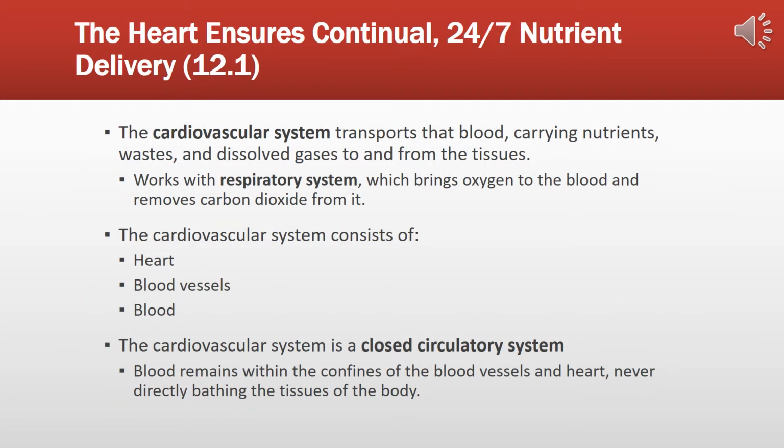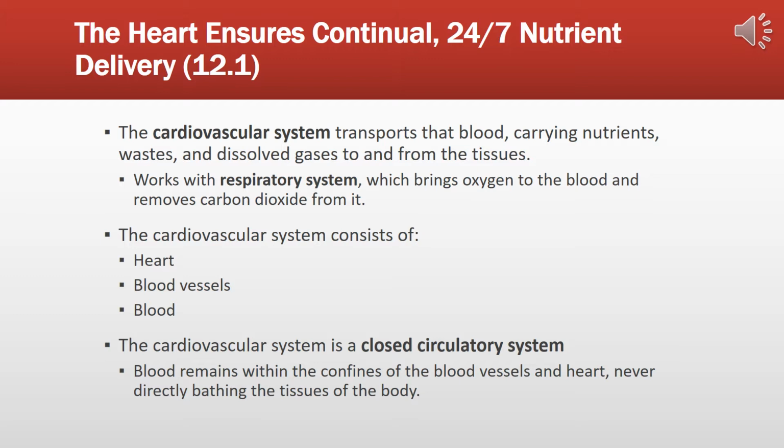Section 12.1, the heart ensures continual 24/7 nutrient delivery. So the cardiovascular system is the organ system which transports blood, which contains nutrients, wastes, and dissolved gases, to and from the tissues. Now I know in your book it sometimes calls the system the circulatory system, but we're going to call it the cardiovascular system throughout this lecture, just because the term circulatory system is kind of inaccurate, and cardiovascular is a much more scientific word, so that's the word we're going to use.